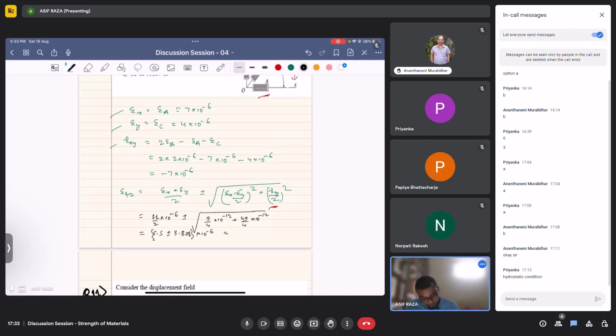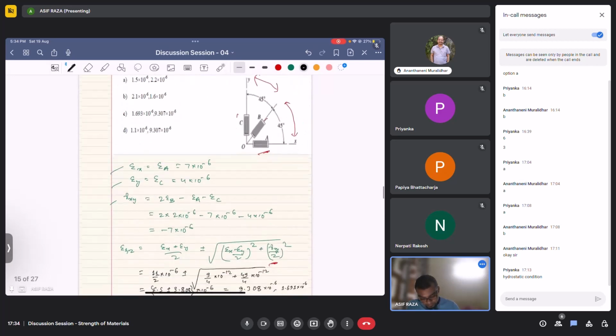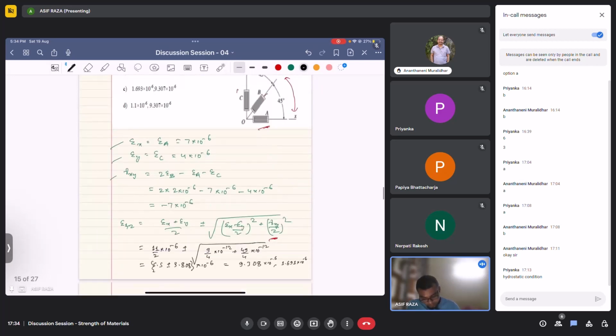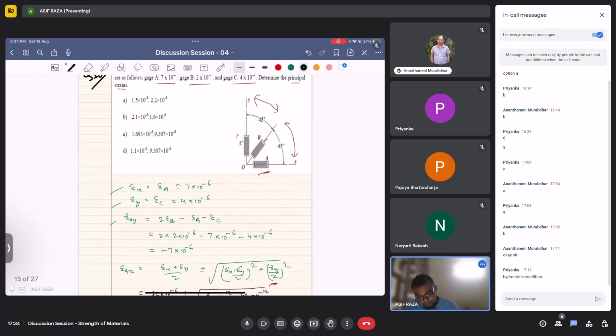5.5. This would be equal to 9.308 10 to the minus 6, and minus 2 into 3.808, 1.691, I think. Yeah, so with that, option C matches. Okay.